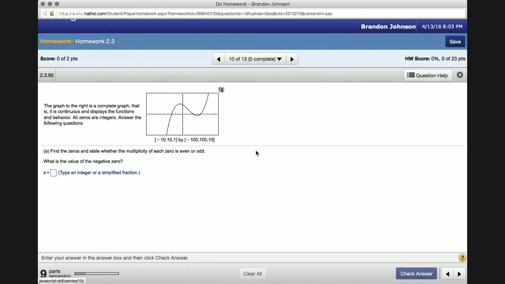All right, it says this: the graph to the right is a complete graph. That is, it is continuous and displays the functions and behavior. All zeros are integers. Answer the following question. Find the zeros and state whether the multiplicity of each zero is even or odd. Well, the big thing to note on this is a little bit tougher. I don't think anyone would have any questions in telling us that -3, 3, and 5 are the 3 zeros within this expression.